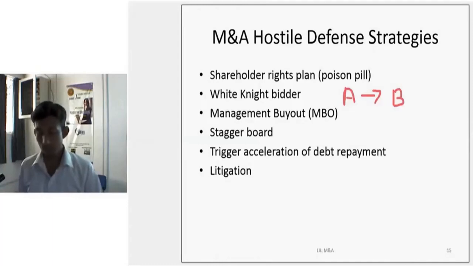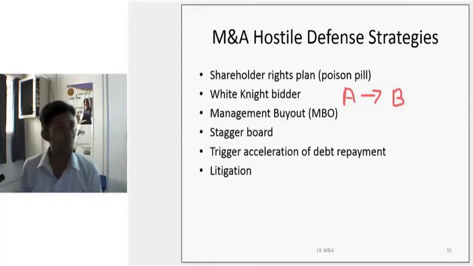And there's something called white knight bidders. Have you heard of these white knights before? Exactly, yes. There's a nice story behind it.